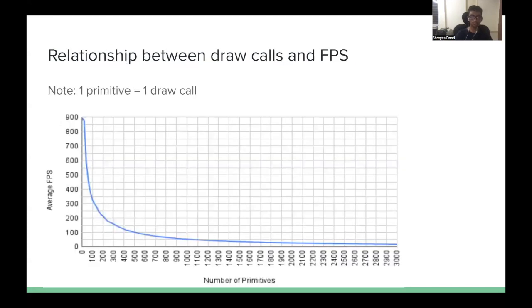Now here's a graph I produced from the results of a simple application that shows the relationship between draw calls and FPS. Here, I increased the number of primitives I was drawing each frame, with one primitive being one draw call. And I noted that the average FPS of my application greatly reduced as I tried to draw more and more primitives. From these results, we can identify that there is a definite performance bottleneck from creating a lot of draw calls.